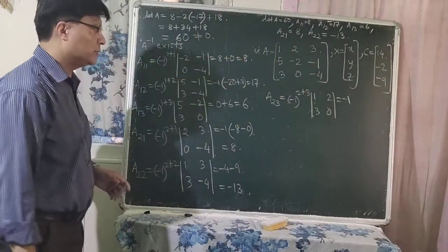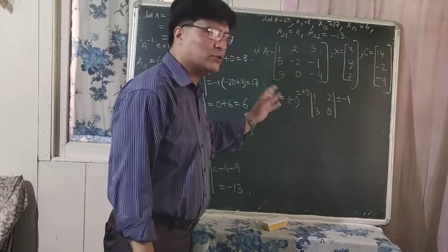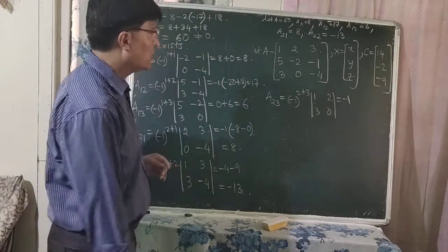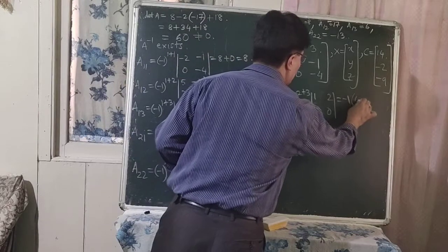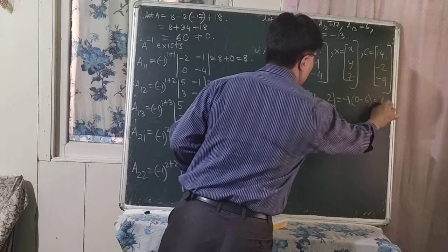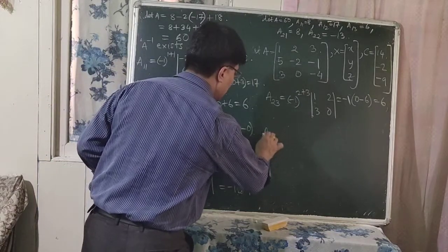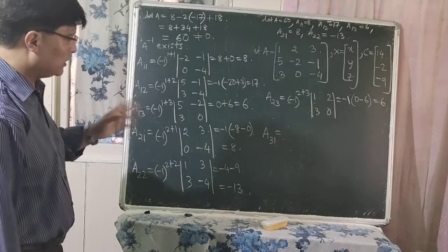So now we are getting the value for A23, that is the cofactor of the element belonging to the second row and the third column. That is minus 1 to the power 5, which is minus 1, then within bracket 0 minus 6, which is equal to plus 6. Right? Then comes A31. So we have got A23. Now let us find out A31.